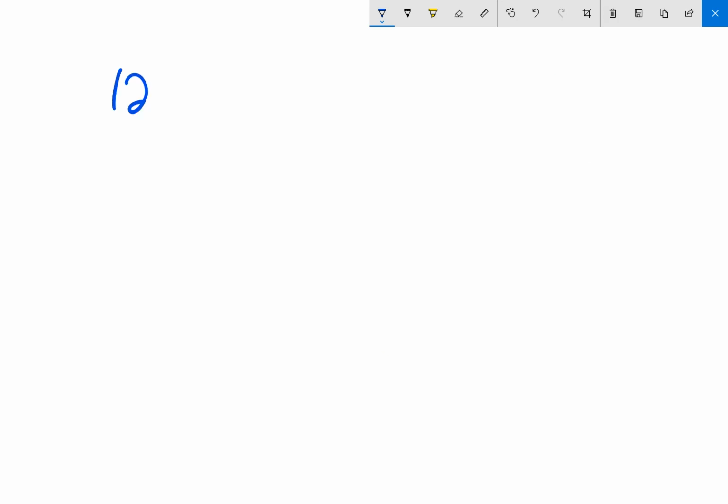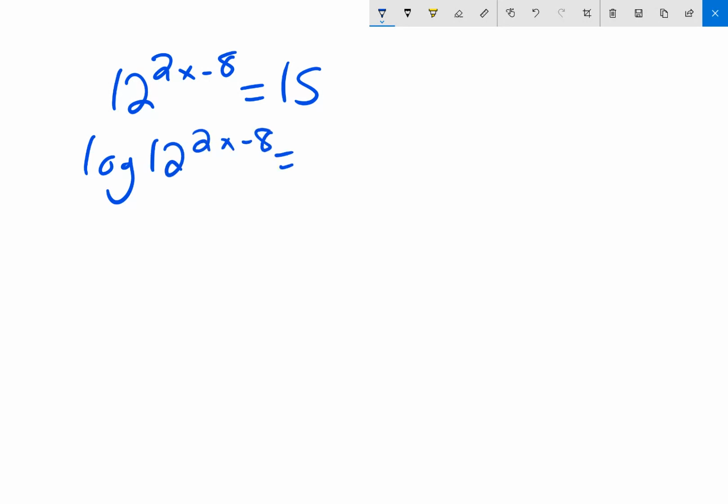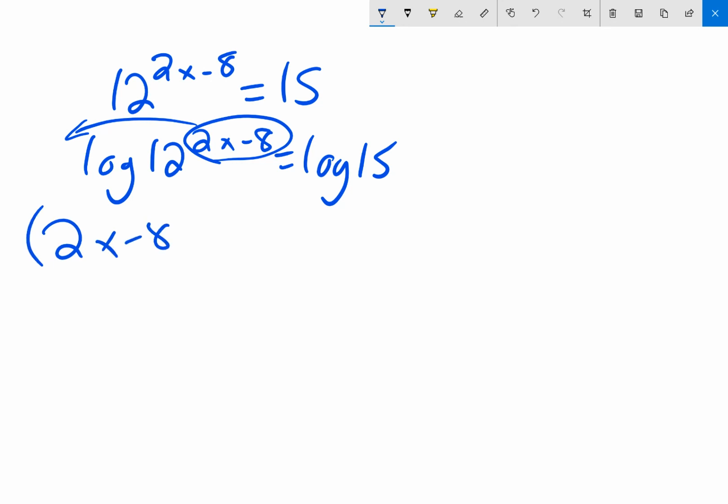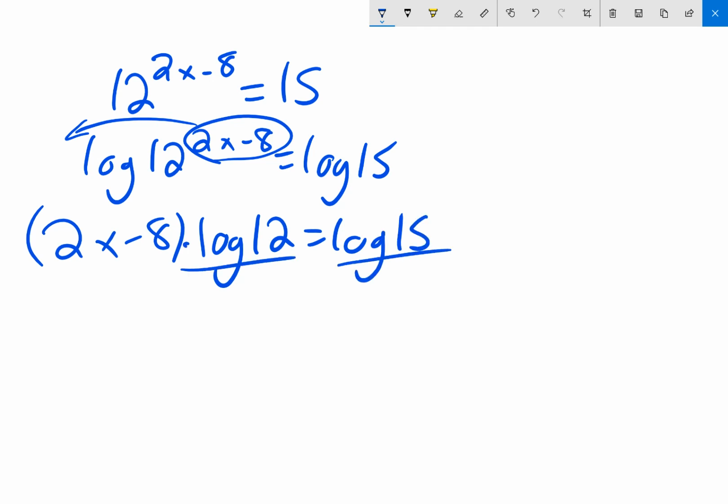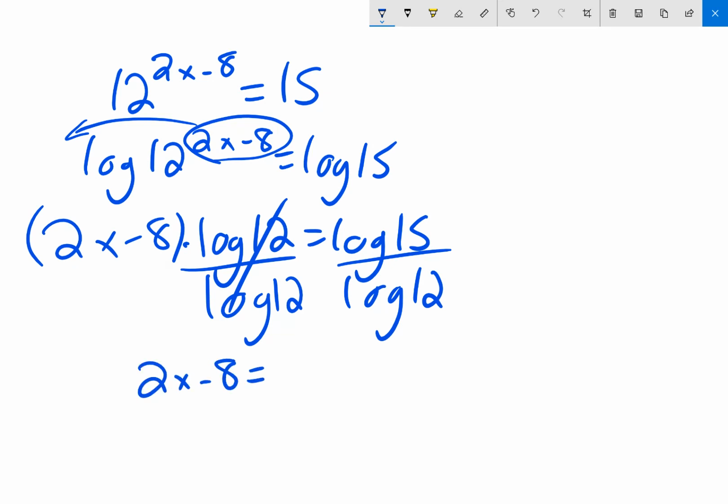Number 2 is 12 to the 2x minus 8 equal to 15. Same 3 steps. We're going to start by putting a log on both sides. And then step 2, we're moving the exponent, which is a pretty big exponent, but we're moving all of it, 2x minus 8, to the front of our log 12. And then again, since our x is on the left side, we're going to divide by the log 12 so that we can cancel it out. So we end up having 2x minus 8 equal to log 15 divided by log 12, which I forget.